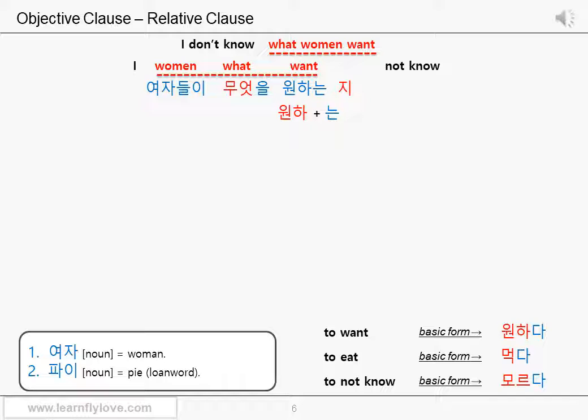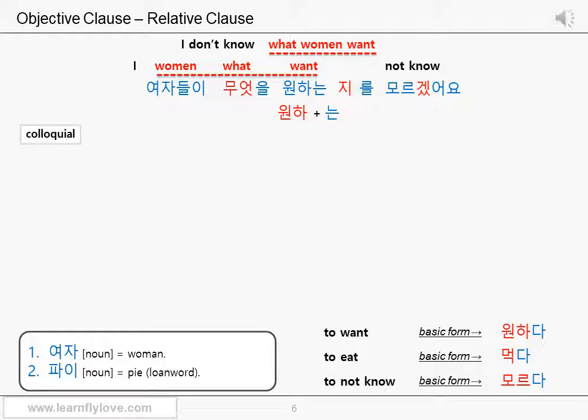Okay? The entire women what want, 여자들이 무엇을 원하는지, is an object of the main verb not know. So let's add the object particle again. 여자들이 무엇을 원하는지를 not know, 모르겠어요. 여자들이 무엇을 원하는지를 모르겠어요. Or guys know what women want, but they just don't have it. Anyway, let's make it sound colloquial.